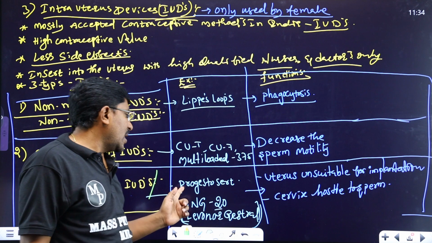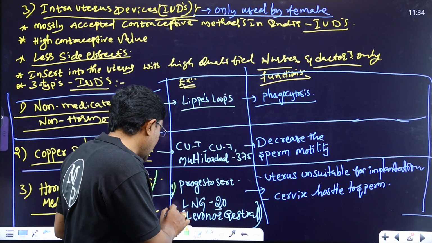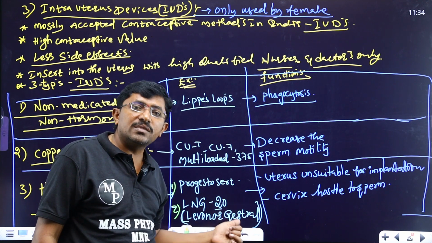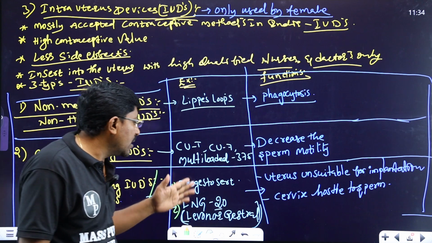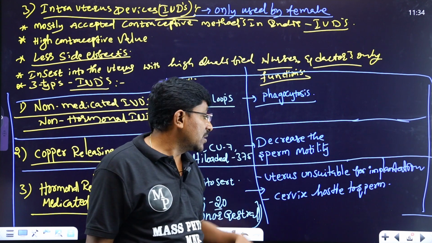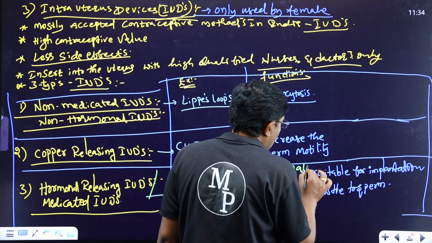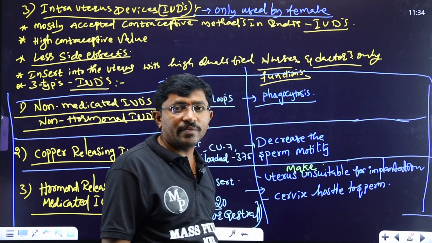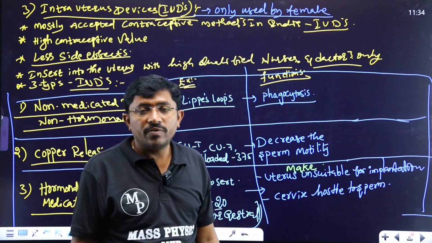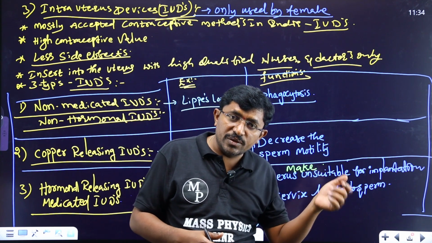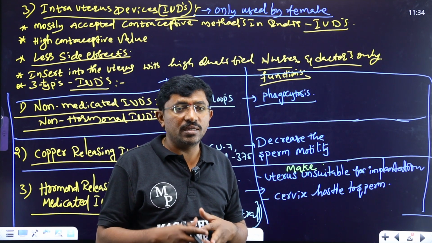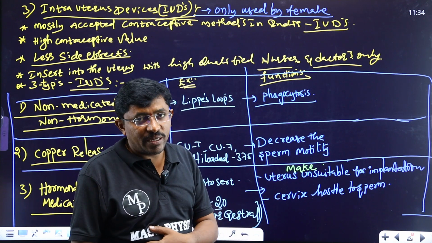IUDs. These are progestasert, and LNG-20. LNG is the abbreviation for levonorgestrel. Progestasert and LNG help make the uterus unsuitable for implantation. Next, the cervix becomes hostile to sperm. The sperm is not able to enter the uterus through the cervix, because of the use of these hormonal methods.